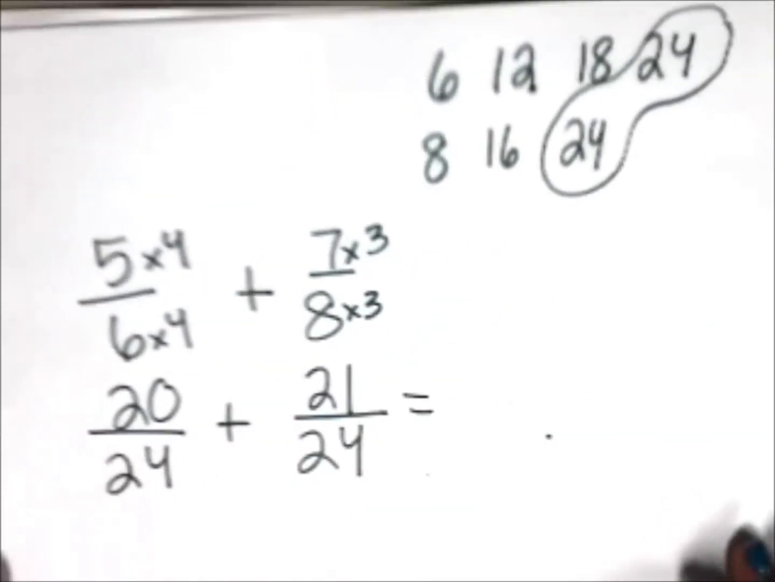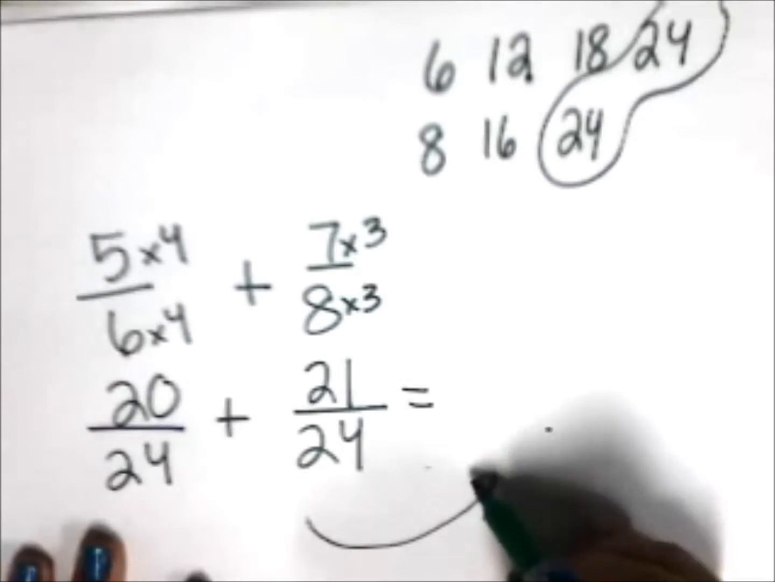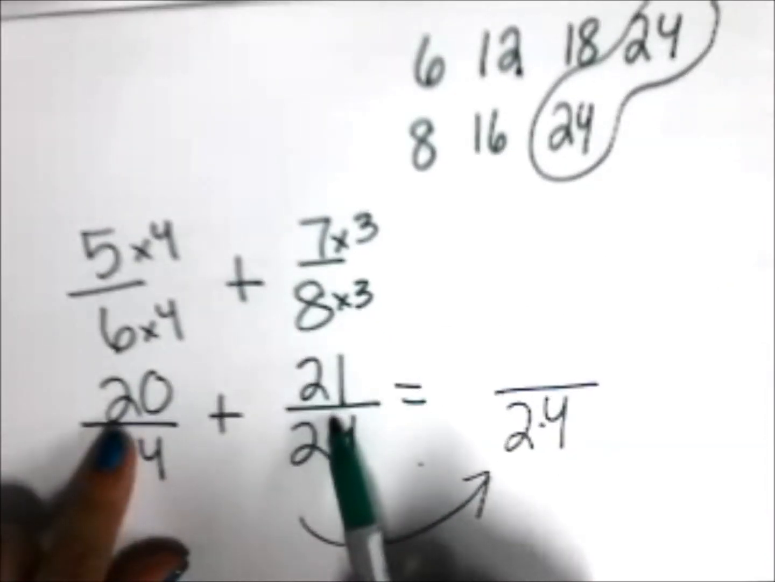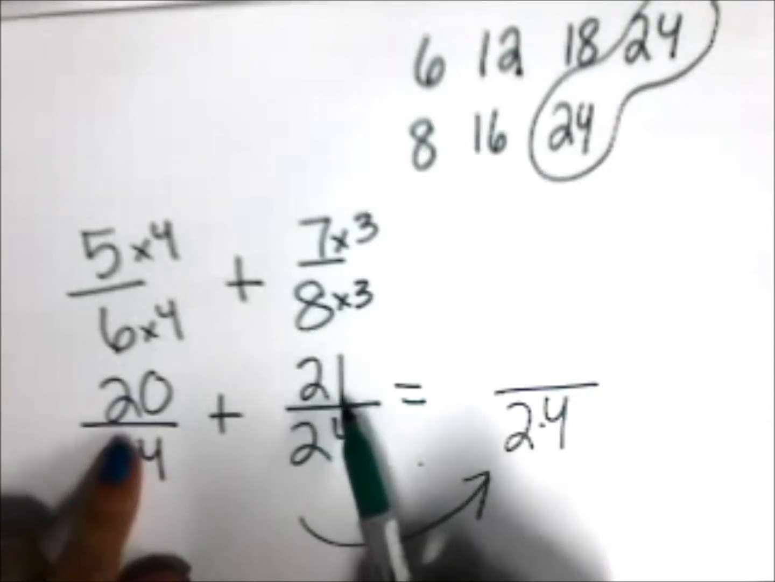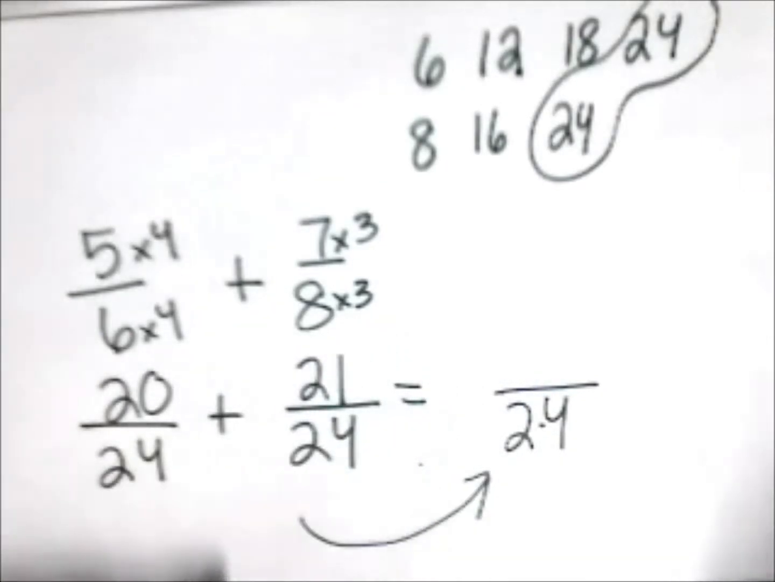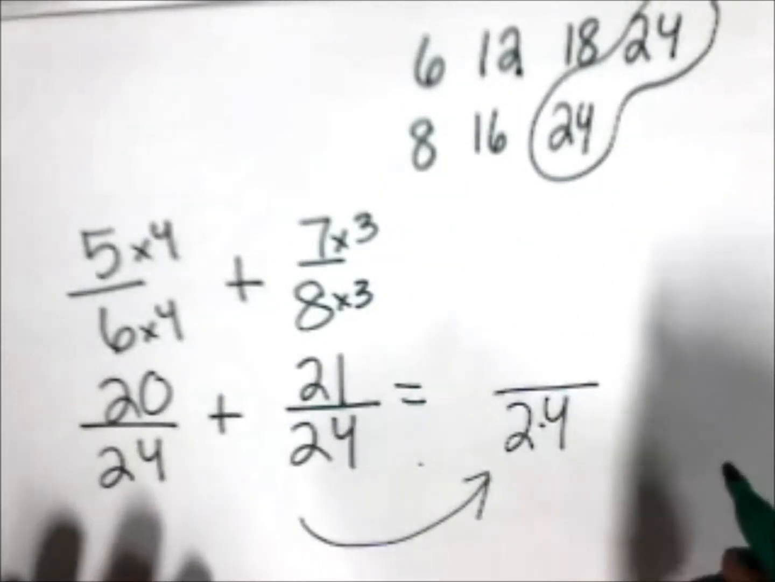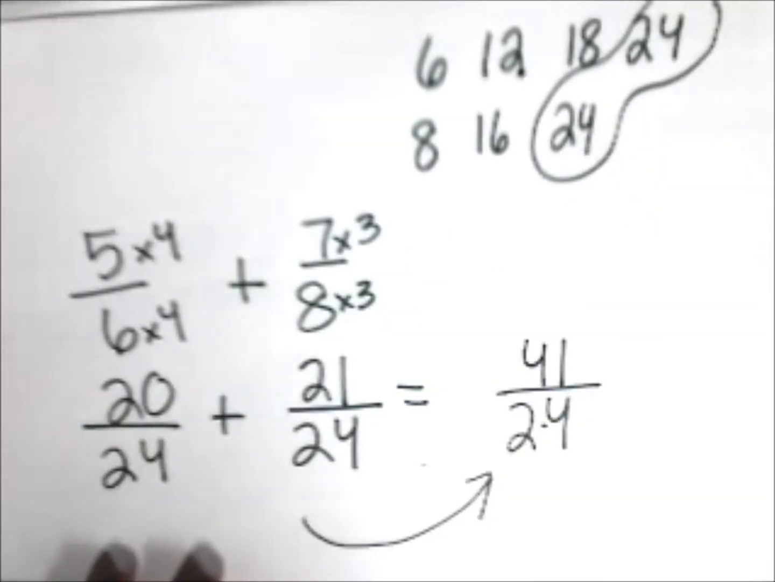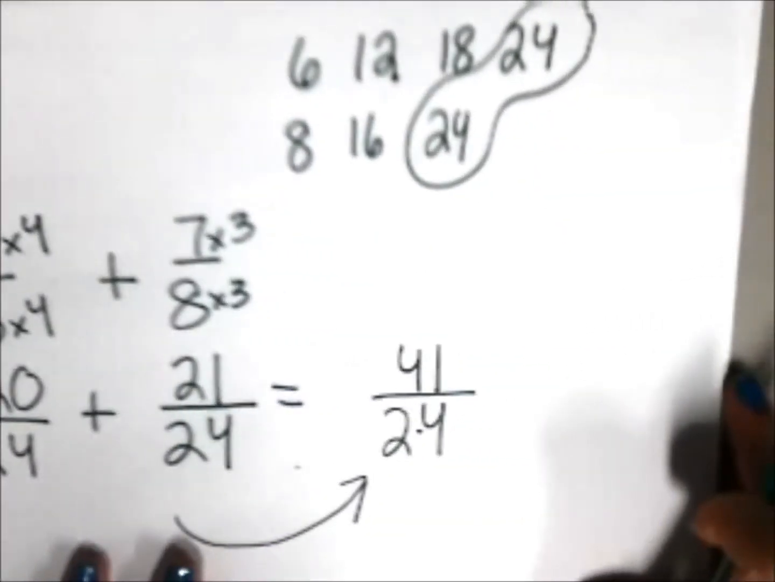Now I have a beautiful scenario where that denominator can carry through, and all I have to do is add my numerators. Now I'm going to try to do this using mental math. So 21 is kind of like 20, and 20 plus 20 is 40, and then I can tack that 1 right back on at the end, giving me 41. Uh-oh, I have an improper fraction.